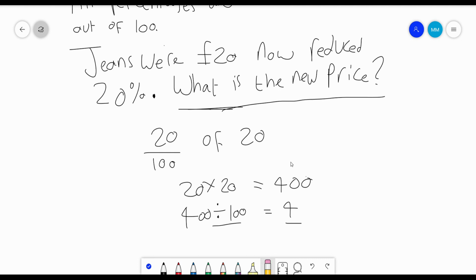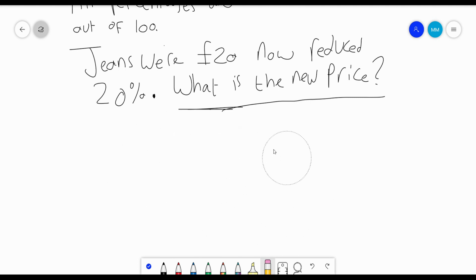But another way of doing it, and this is useful with percentages, is you can do something completely different. You can say, well, 10% of any number is just dividing that number by 10. So you can say, well, 10% of 20 equals 2, because it is the same as saying 20 divided by 10, so it equals 2. It's always a good fact to know 10% of something is the same as dividing that something by 10.